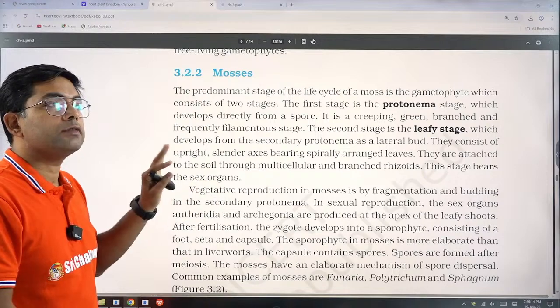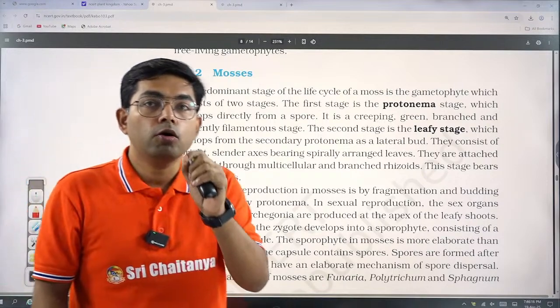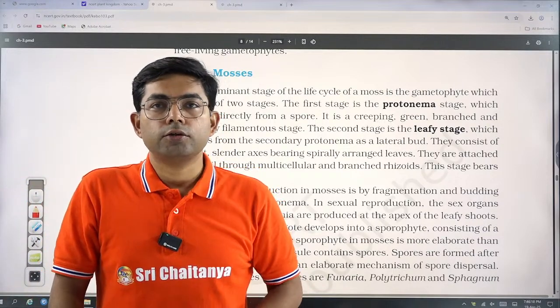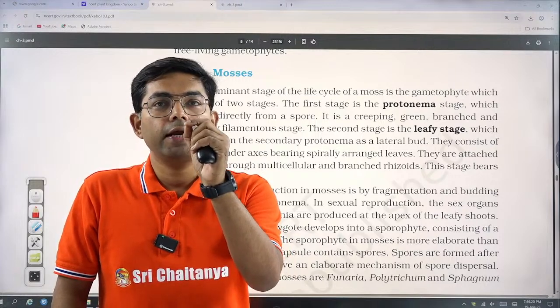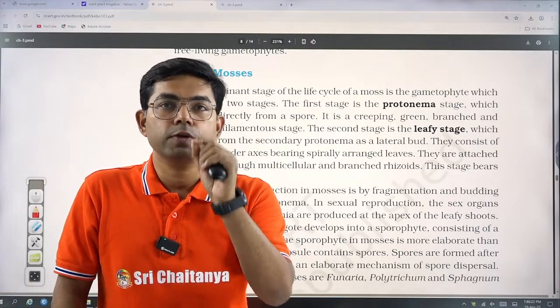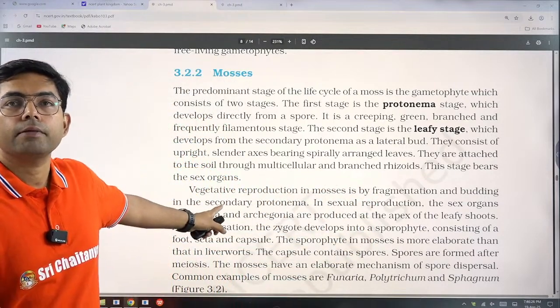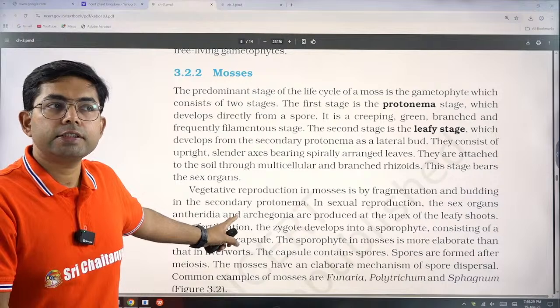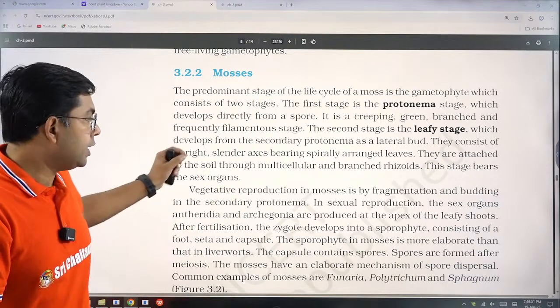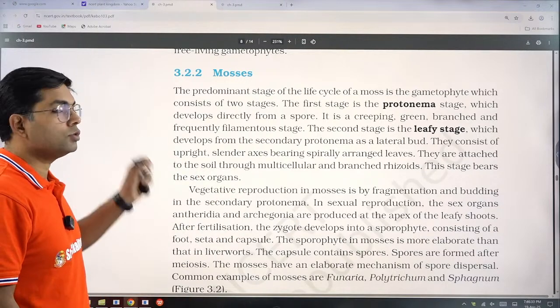Reading NCERT is very important. Why? Because 100%, not only 90% or 99%, 100% of the questions in NEET are going to be from NCERT. Nothing outside NCERT is asked. So that is very important. You read through the NCERT.